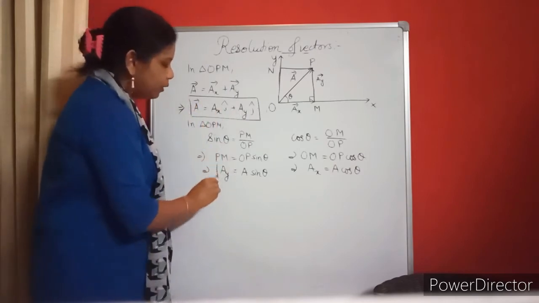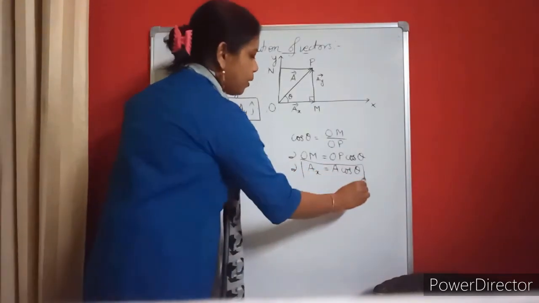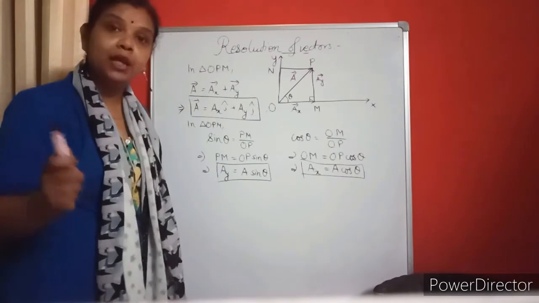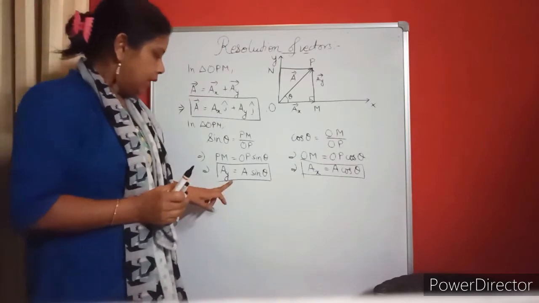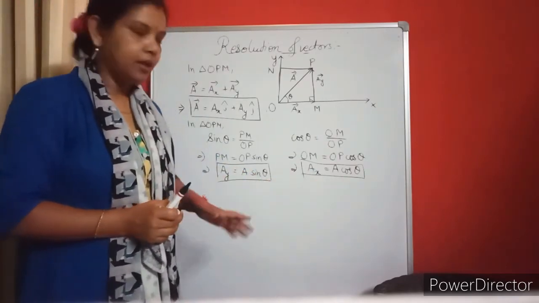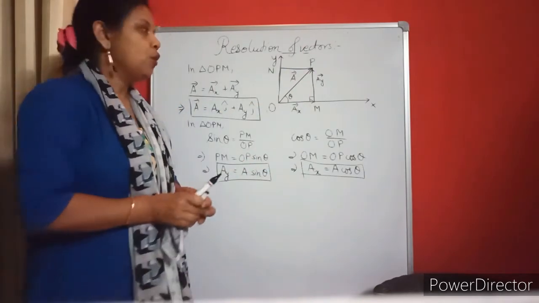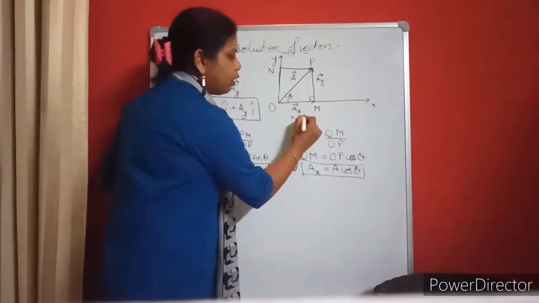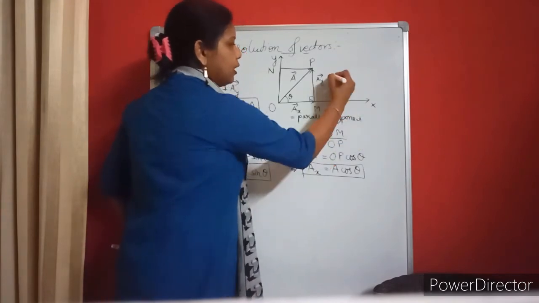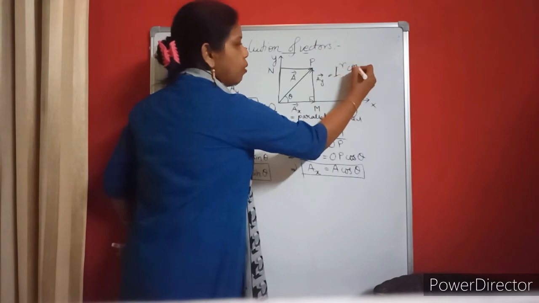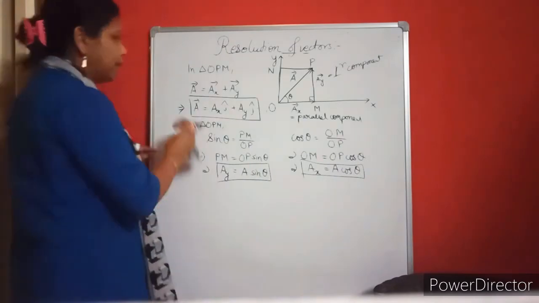Done? Then what will be my y component? It will be A sin theta. What will be my x component? It will be A cos theta, if they are perpendicular to each other. Now it is AY, this is AX. Can I say AX is the parallel component and this one is the perpendicular component? Yes. We used to call AX the parallel component, and the other one we will call the perpendicular component.